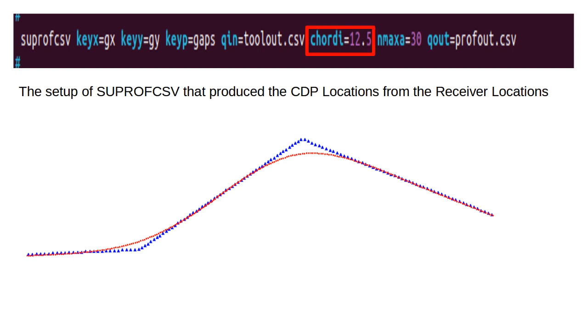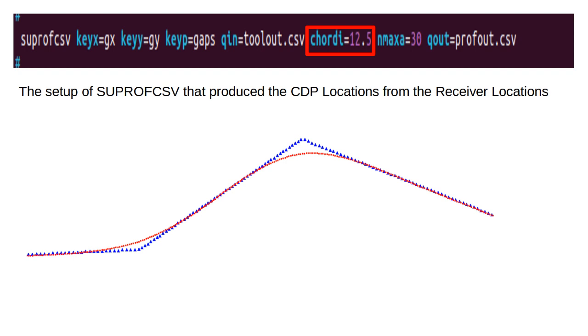The chordai parameter is set to 12.5, which is the CDP interval that we want. The receivers in this survey are 25 meters apart, so 12.5 is a good choice for CDP interval. Note, this parameter's name derives from the concept of chopping or cutting tree trunks into cords of wood for burning in fireplaces. A little British Columbia flavor there.